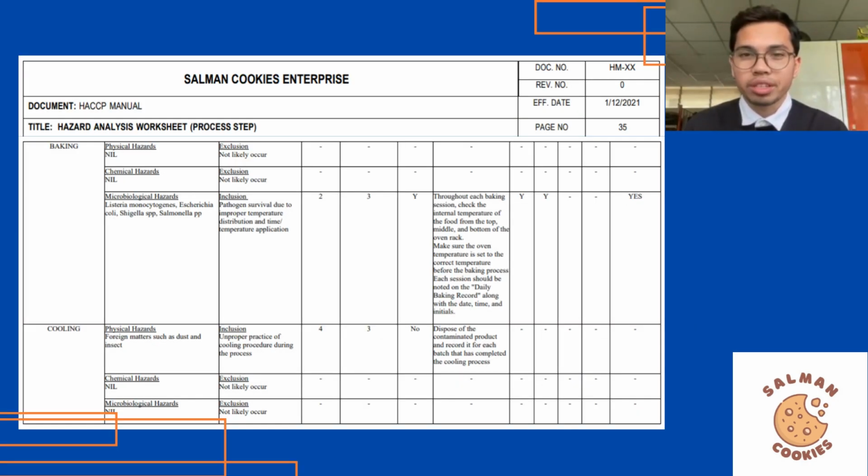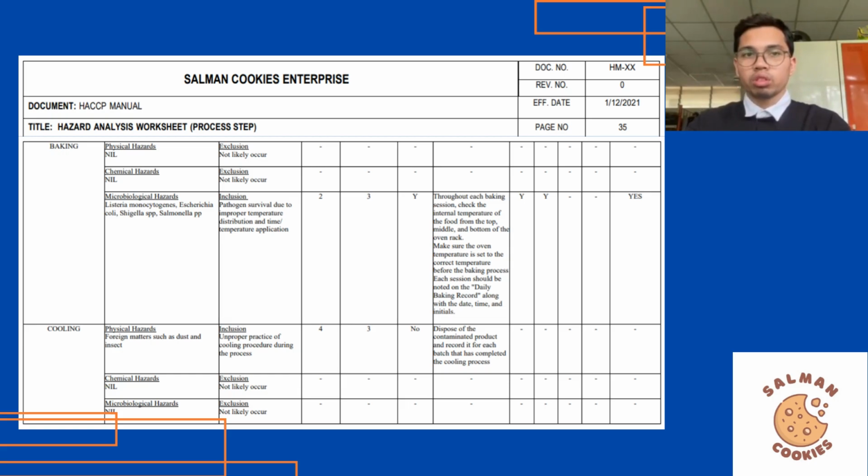So we go to the next process step, baking. Baking has a microbiological hazard. It does not have physical or chemical, just microbiological. It can be contaminated with salmonella. This pathogen can survive with improper temperature distribution and improper time and temperature application. Thus, we must check that the temperature is exactly 95 Celsius, at which all the bacteria and viruses die. And baking is one of our CCPs.